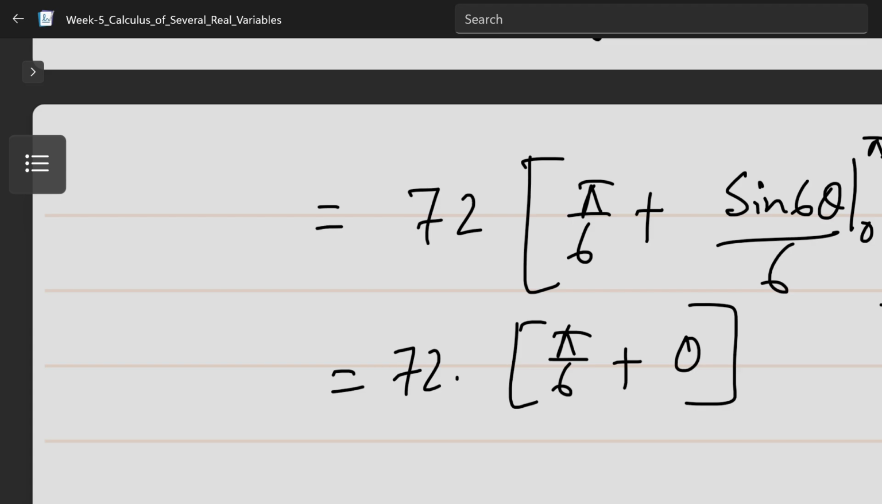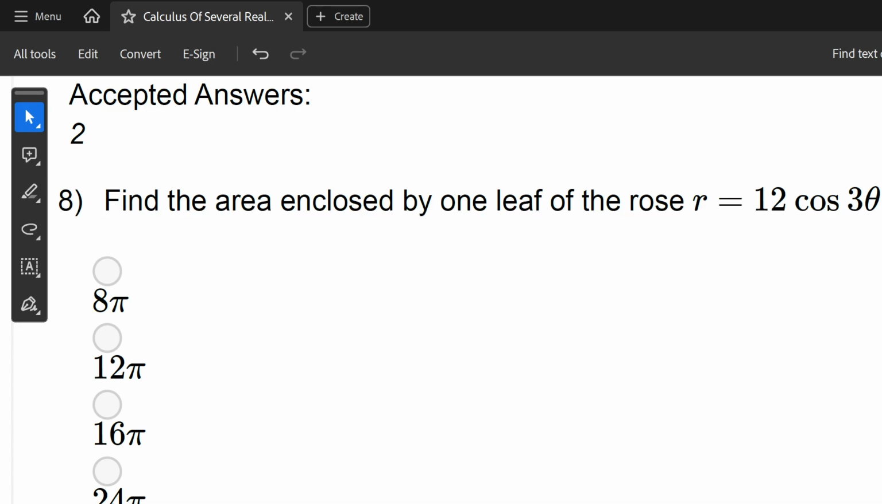I hope you understand this. So I will move to the next problem. So this is the area of one leaf. If you have to find the area of the total rose, then it is 3 into 12 pi, 36 pi. That is the area of the total rose. But here it is the area of one leaf, so the answer is B.